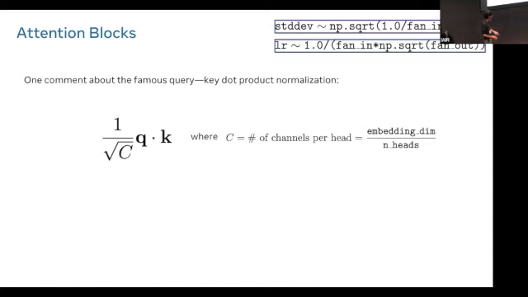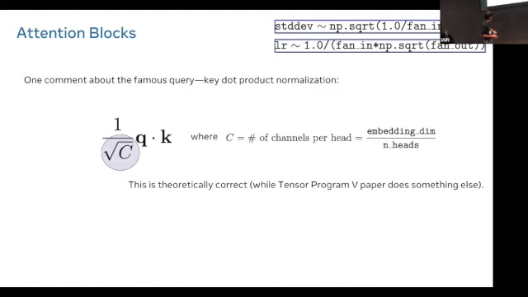The reason I highlight this is that this is theoretically correct, but the Tensor Programs 5 paper does something else, so you should be careful with that. They do 1 over C, not the square root, on the intuition that the query and key matrices will align, but I don't know how true that is. Please let me know if you know.